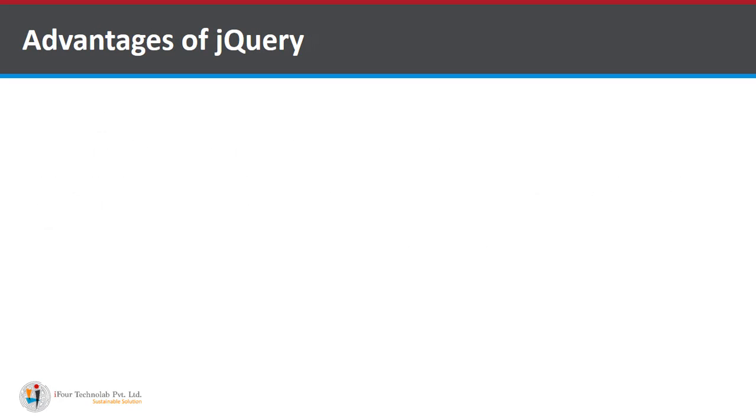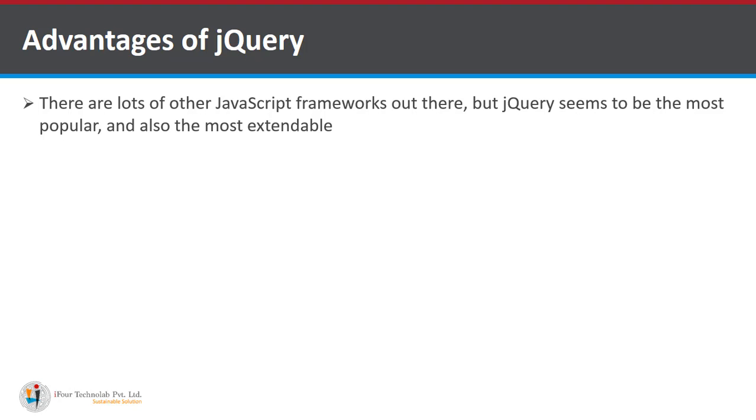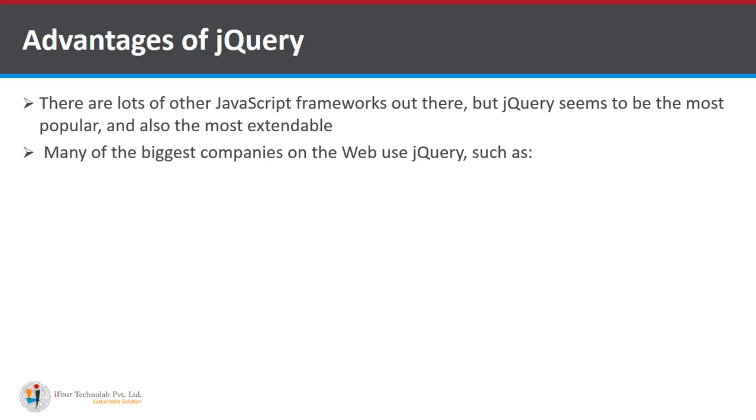Now the question is, why do we use jQuery? Because there are lots of other JavaScript frameworks, but jQuery is the most popular and most extensible among many of the biggest companies. Many of the biggest companies on the web use jQuery, such as Google, Microsoft, IBM, Netflix.